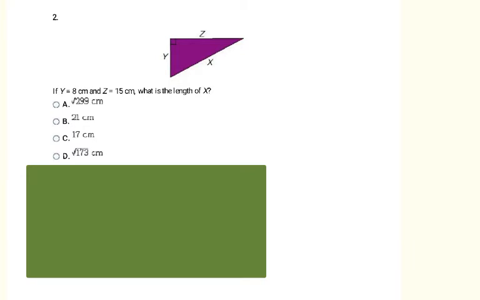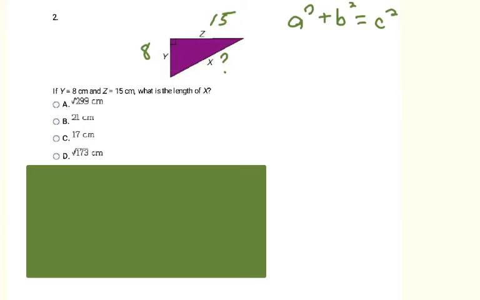Okay, this next problem says y is 8 centimeters and z is 15 centimeters. So I'm going to label those sides 8 and 15, and it wants to know what is the length of x. This is a right triangle, and I know two of the lengths, so that's a big red flag. I'm going to use Pythagorean Theorem: a squared plus b squared equals c squared. My legs here are Y and Z because they form the right angle. They're my two shorter sides. So these are going to be my A and B numbers, 8 and 15.